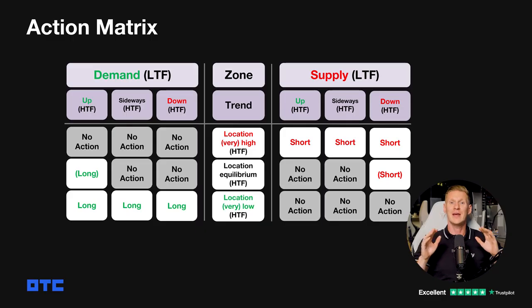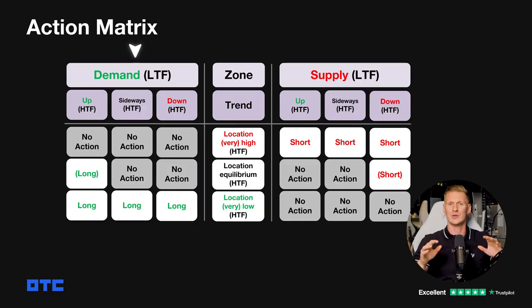I know this is a lot to process, and it's completely normal to feel a bit overwhelmed at this stage. But that's why we've created this action matrix to simplify everything into one convenient table. Take a moment to review it and feel free to take a snapshot. Let's begin by breaking it down, starting with LTF demand zones.